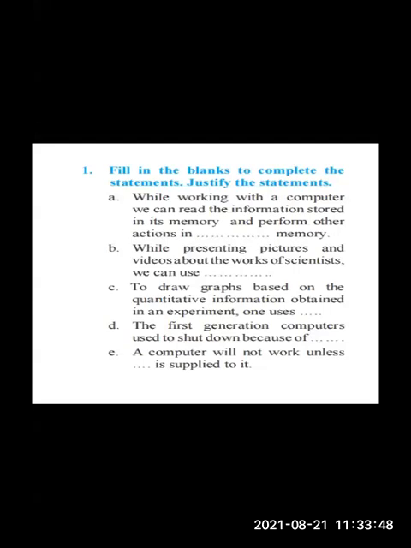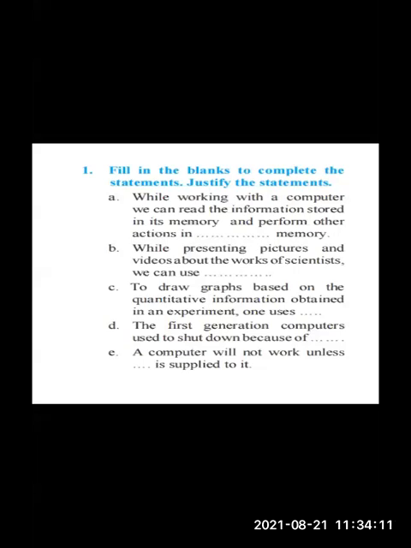Why are you saying that the answer is internal memory or primary memory? Because this is in the CPU. You had to use the CPU to process the program instructions. Whatever instructions or data you are giving to the computer has to be processed, and then it should be loaded into the internal memory.